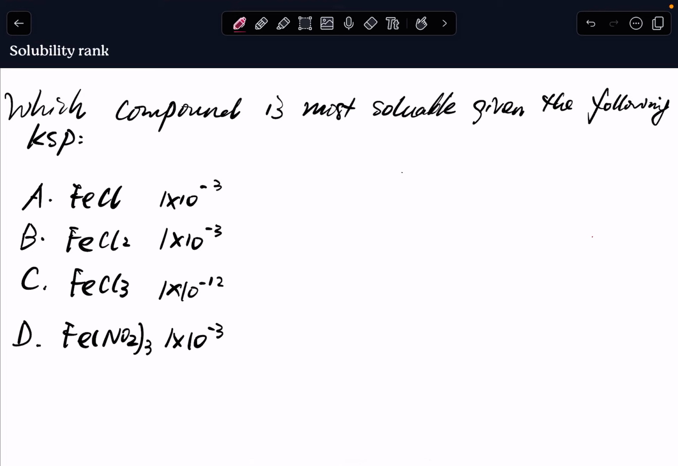Today let's do a solubility problem. The question reads: which compound is most soluble given the following Ksp? A, B, C, D, right? These are all the Ksp. You're welcome to pause the video and give it a try. Otherwise, we're going to dive into this.